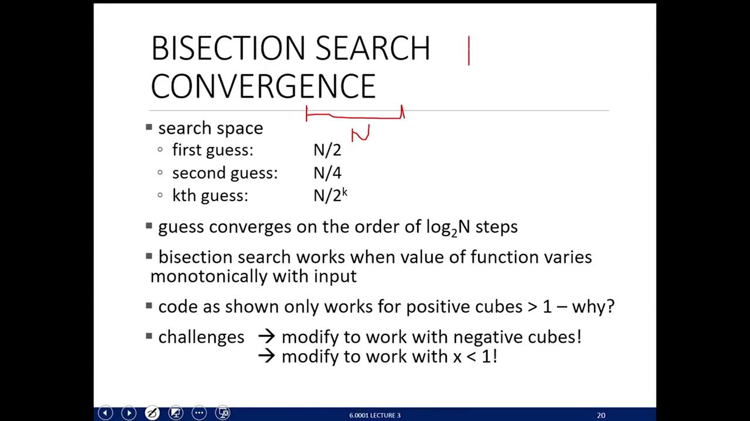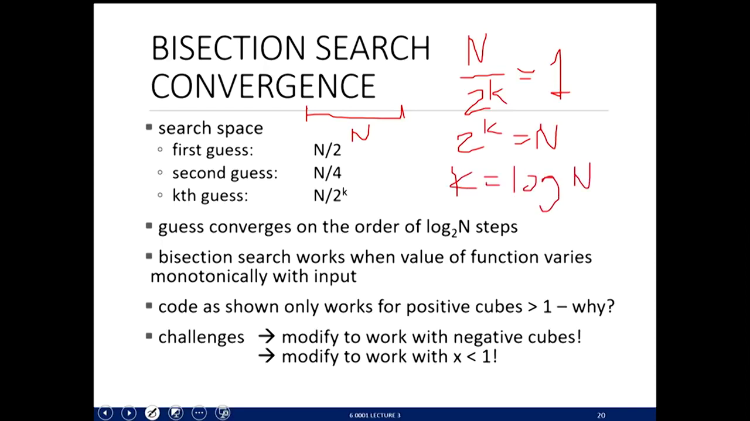So by the time we get to the kth guess, n over 2^k, let's say that's the actual answer we're interested in. There's only one value in that little interval, and that's the answer we want. So 2 to the k is equal to n. And then how many guesses did we make? k is equal to log base 2 of n.